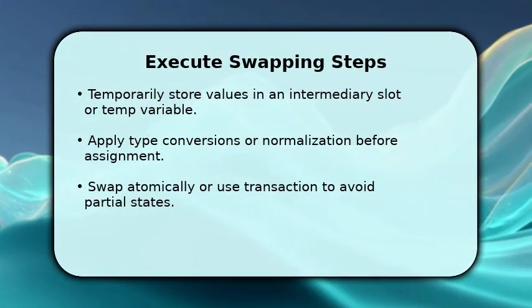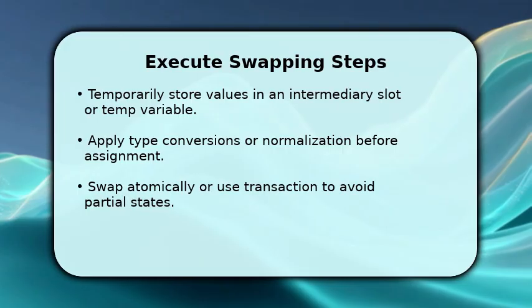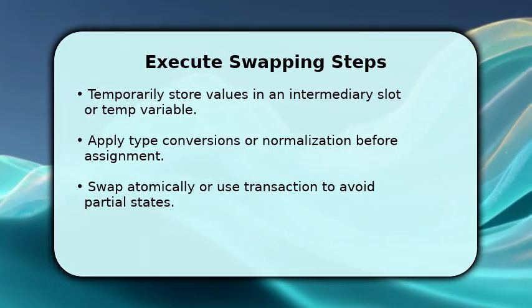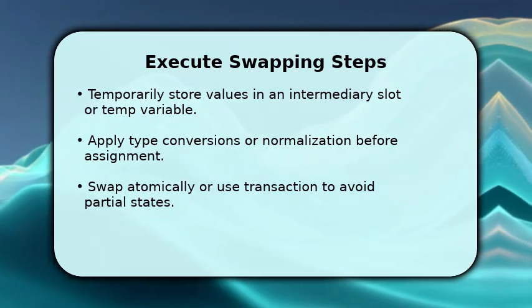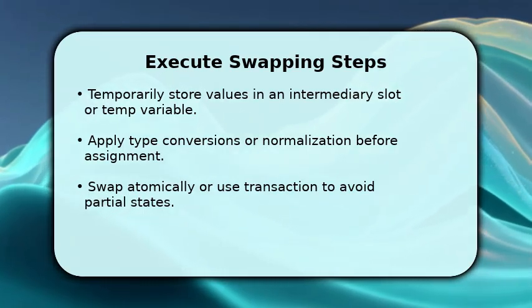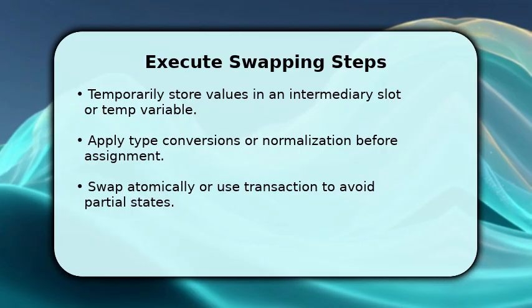You now perform the core swap using a temporary holder to avoid overriding. Copy source to temp, move target to source, then put temp into target. Once done, apply any conversions you planned. That prevents precision loss or format errors.